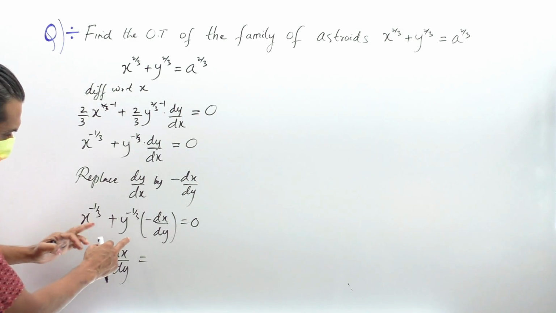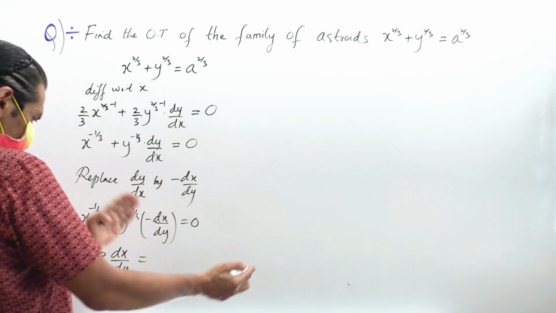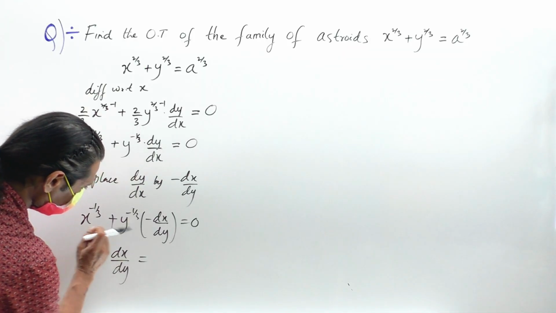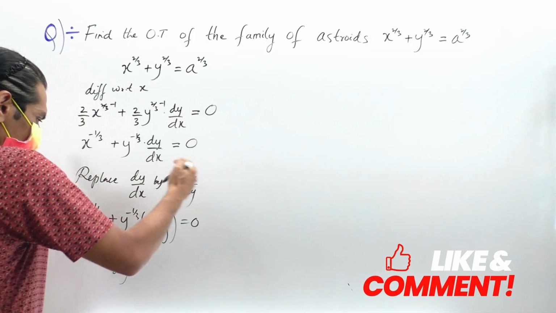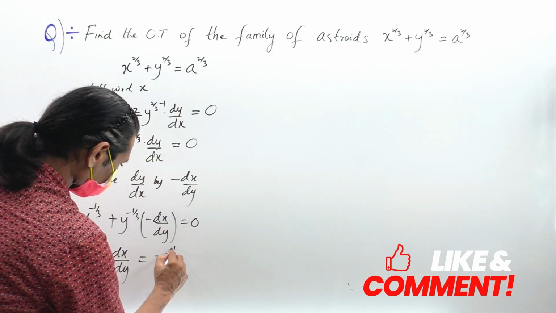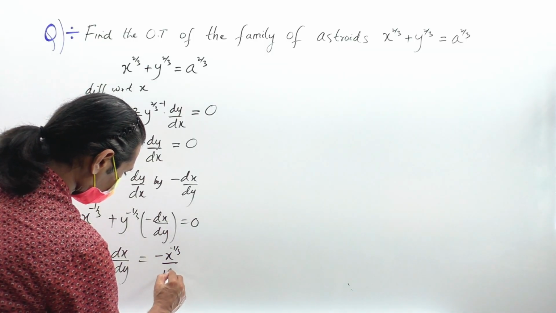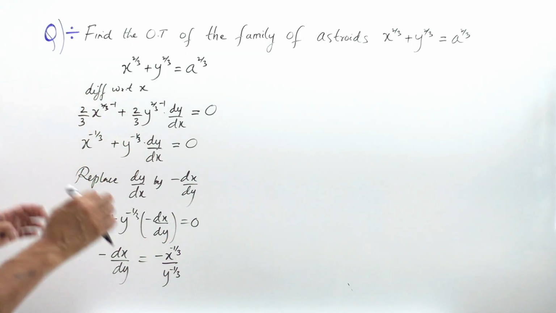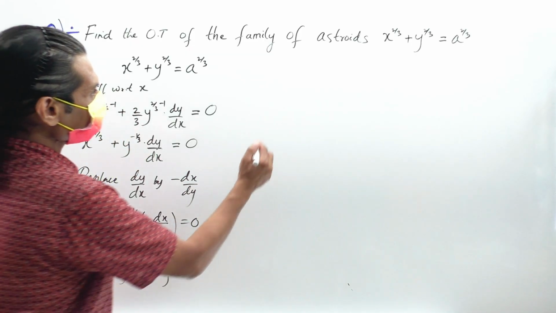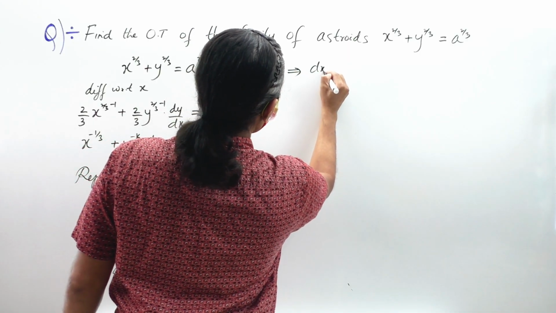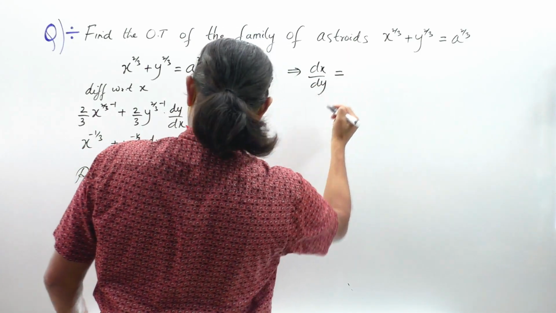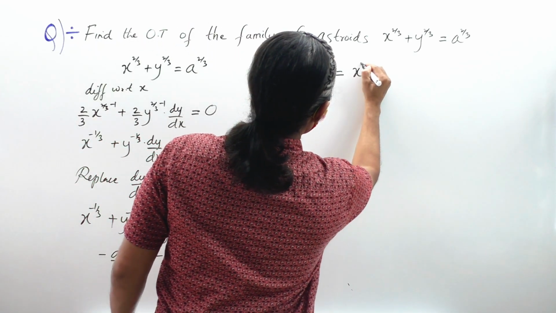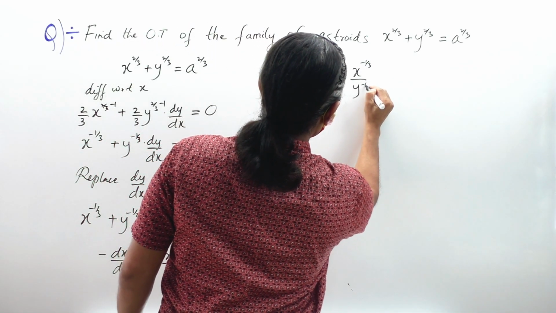So what I'll do is, I write minus dx by dy as, because there is a minus sign here. Okay, take it this side, minus x raised to 1 minus 1 by 3 upon y raised to minus 1 by 3. Correct? It will use a little bit of brain techniques here. Now minus minus cancels. That implies dx by dy equals x raised to minus 1 by 3 upon y raised to minus 1 by 3.